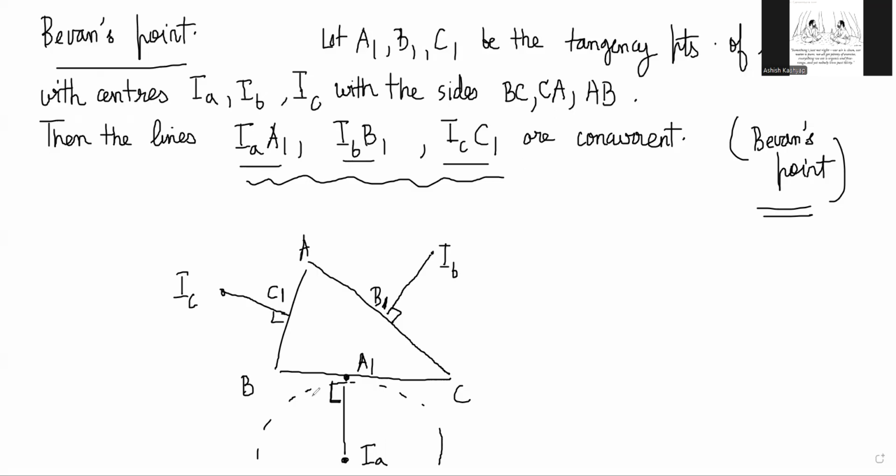By Carnot's theorem, what is the condition? BA1 square minus CA1 square plus CB1 square minus B1A square plus AC1 square minus C1B square is equal to 0. Can you find those distances?